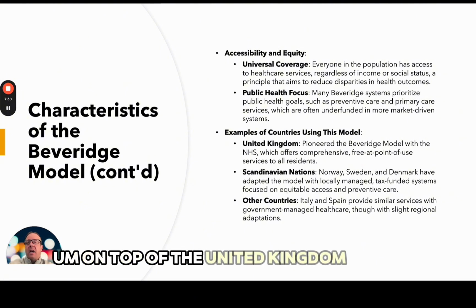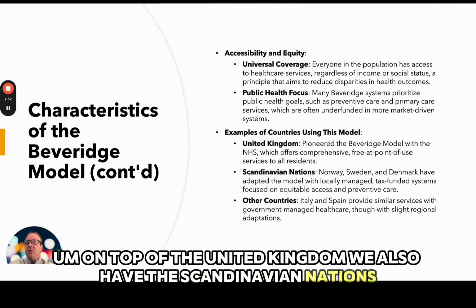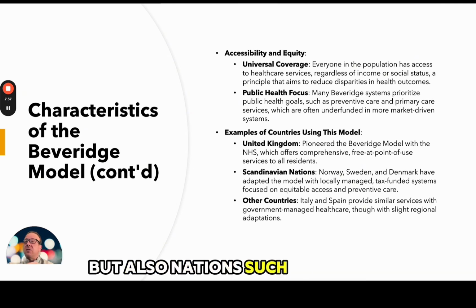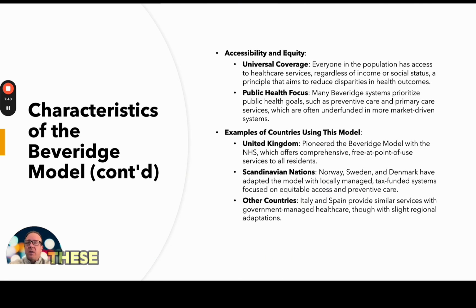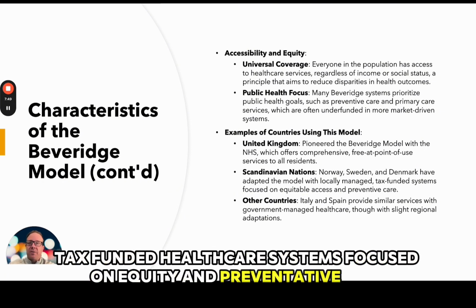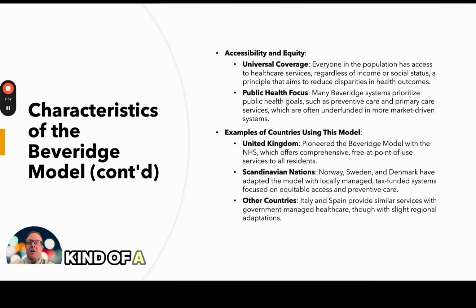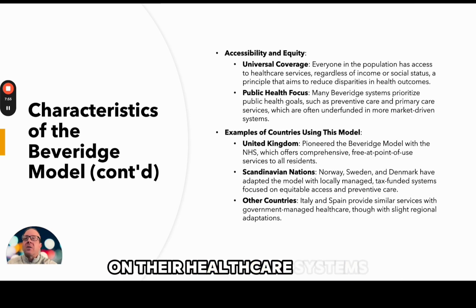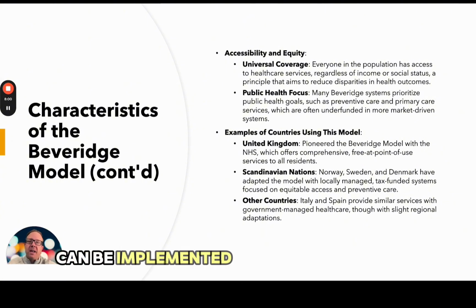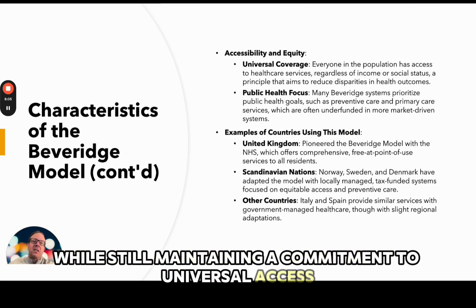On top of the United Kingdom, we also have the Scandinavian nations. We hear a lot about them, specifically as we did in class with Finland, but also nations such as Norway, Sweden, and Denmark. These countries have taken the principles of the Beveridge model and adapted them to their own needs, emphasizing locally managed, tax-funded healthcare systems focused on equity and preventative care. It's obviously seen kind of a commonality amongst these countries and their healthcare systems. These systems are often held up as examples of how the Beveridge model can be implemented on a more localized scale while still maintaining a commitment to universal access and public health.